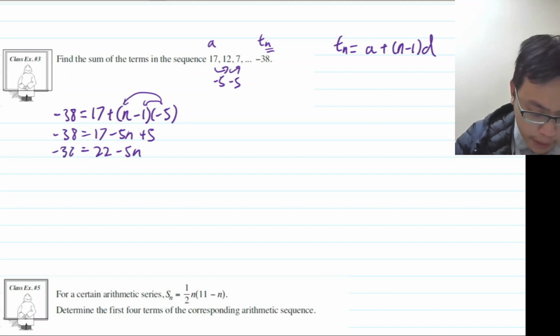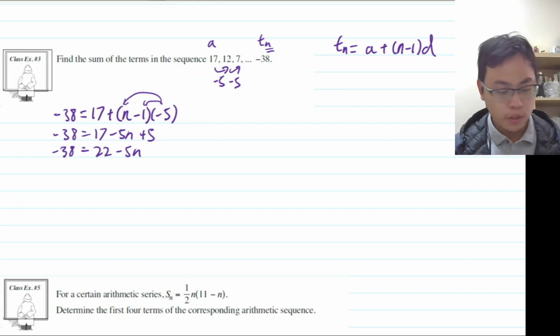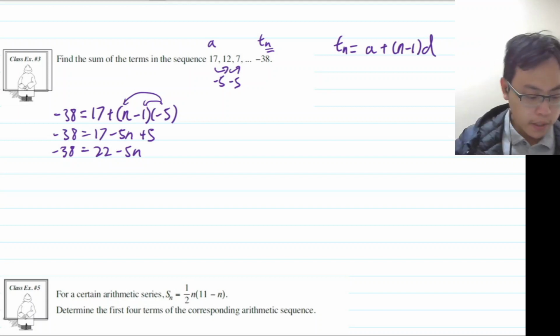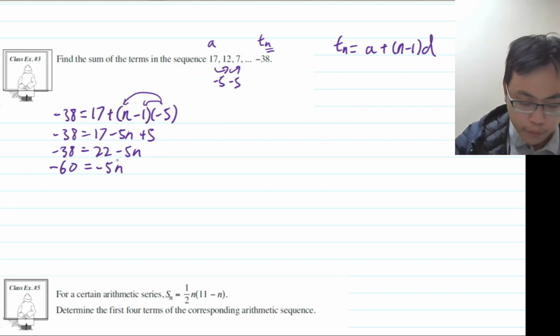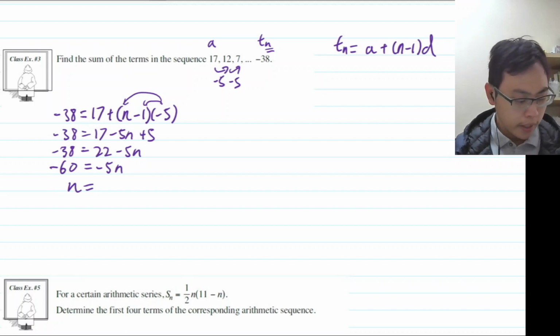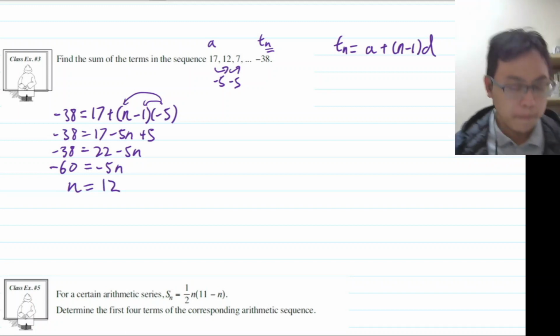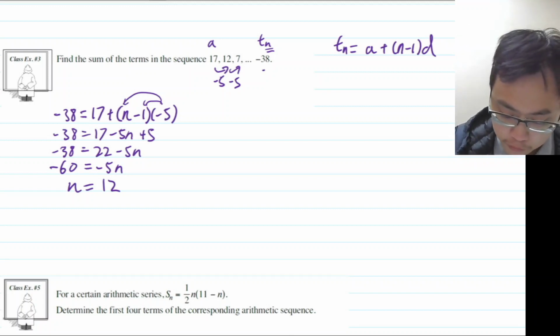That's negative 38. Let's move 22 to the other side. Negative 38 minus 22 is negative 60, which is going to be negative 5n. Then we divide by negative 5 on the other side. So n is equal to negative 60 divided by negative 5, which is 12. So we know that we're looking for 12 terms. This is going to be T12.